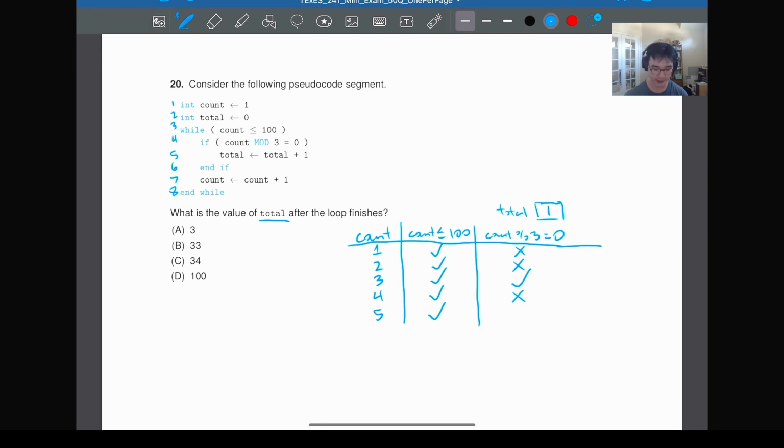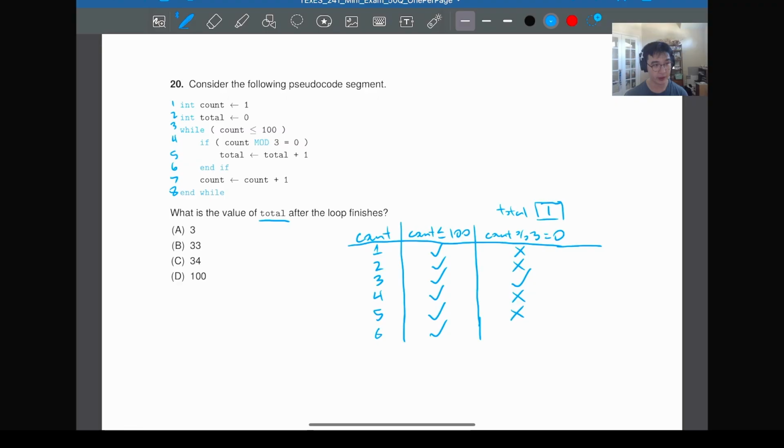Is 5 mod 3 equal to 0? It's not. So I don't go inside the if. So I'm at line 6, line 7. Count is now 6. Go to line 8. I loop back up. Is 6 less than or equal to 100? It is. Go to line 4.